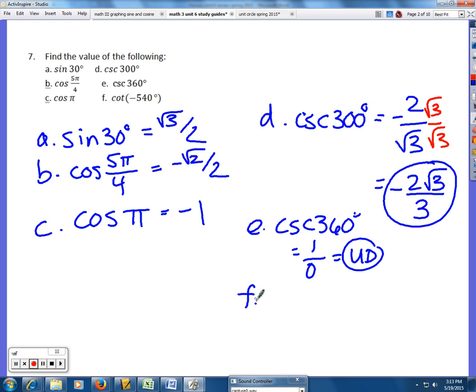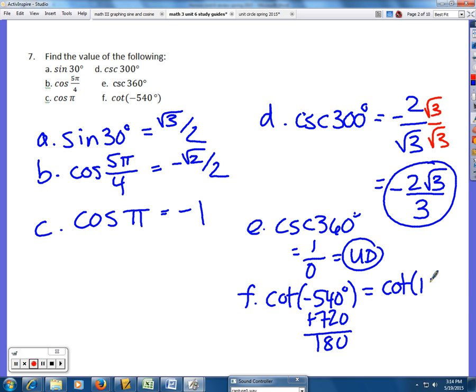And then f, cotangent of negative 540. Well, I'm going to need to get the reference angle for that. And it looks like I have to add 360 twice, because when I add 360 once, I'm still not going to get a positive angle. So I'm going to add 720, because that's 2 times 360, and I get 180. So the cotangent of negative 540 is the same as the cotangent of 180 degrees.